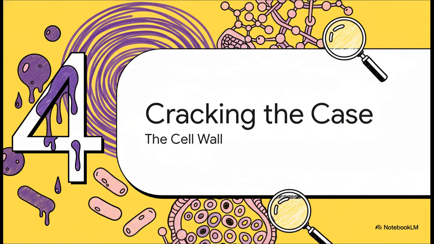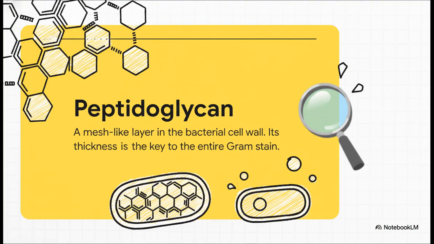So this leads to the big question, the million-dollar question, right? Why? Why do some bacteria cling to that purple dye while others just let it all wash away? Well, the secret, it's not what they do, it's what they're made of. It's all about their armor, their cell wall. And really, the entire case comes down to this one key molecule, a thing called peptidoglycan. You can think of it as this strong, mesh-like layer in the cell wall. And the most important thing to know about it, its thickness.